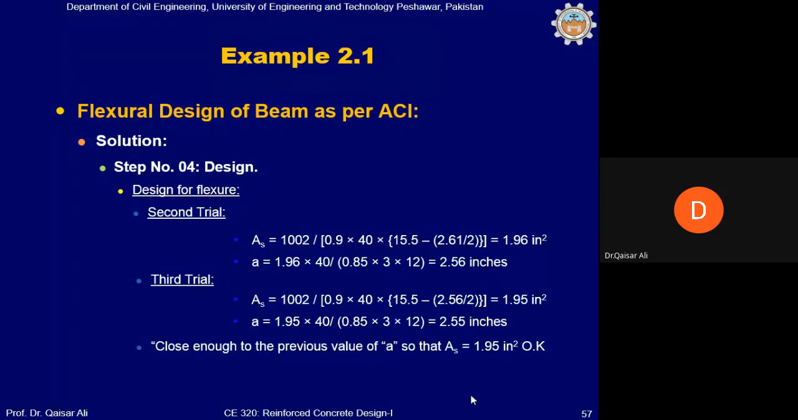So before the computer shut down, we were on this slide 57. Yes, sir. Okay.